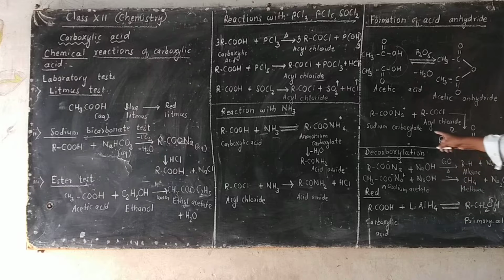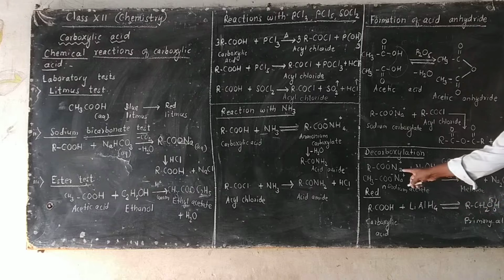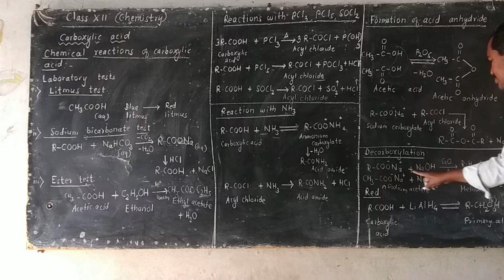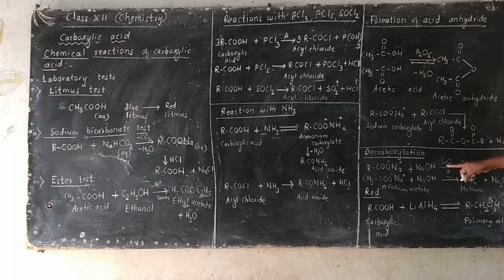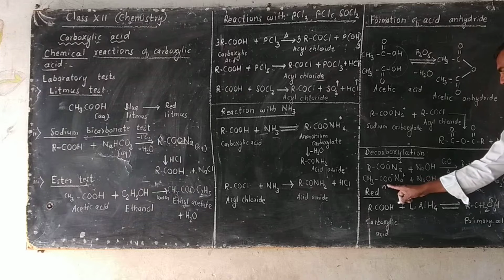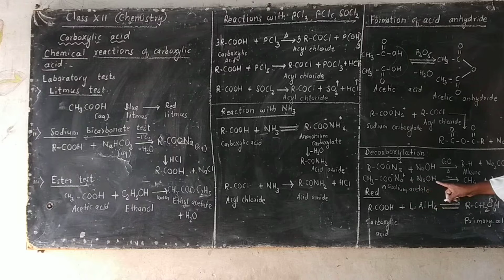Then another method is from sodium carboxylate and acyl chloride. Here also acid anhydride is obtained. Then decarboxylation. Decarboxylation means removal of carbon dioxide. So here sodium carboxylate and sodium hydroxide are heated with calcium oxide to form alkane. So here sodium acetate, when heated with sodium hydroxide in presence of calcium oxide, produces methane. So methane gas is obtained.